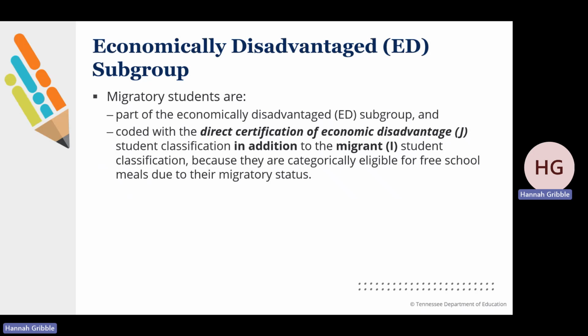Migratory students are part of the economically disadvantaged or ED subgroup and are coded with the Direct Certification of Economic Disadvantage, J, student classification, in addition to the Migrant I student classification, because they are categorically eligible for free school meals due to their migratory status.